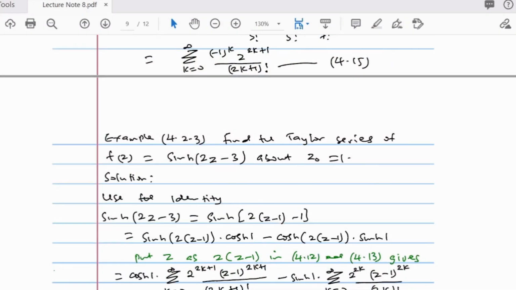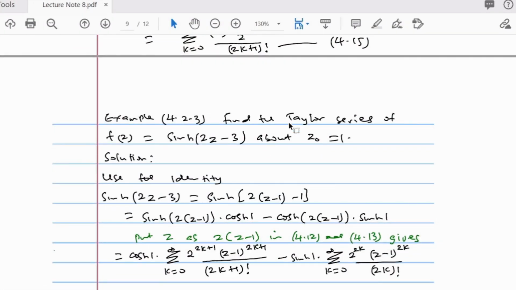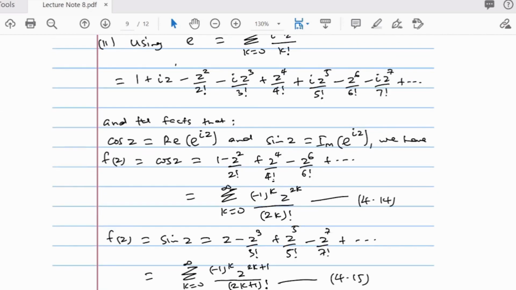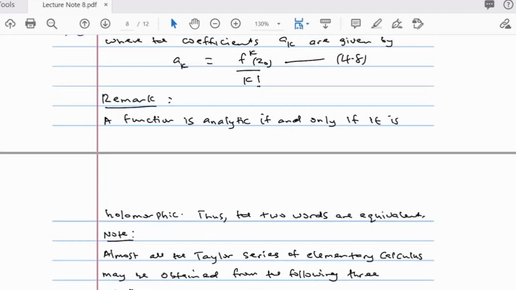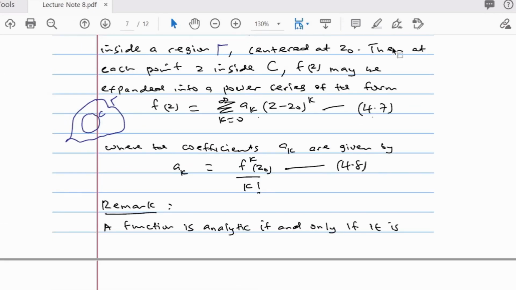Okay, let's give an example now. We want to find the Taylor series of this function at z naught equals 1. If you want to find your Taylor series, look at what I'm going to do. You can use your 4.7 and 4.8. This is the Taylor series or the power series of f of z at z naught, and this is how to compute your a_k. So you can make use of this to compute the power series or Taylor series.